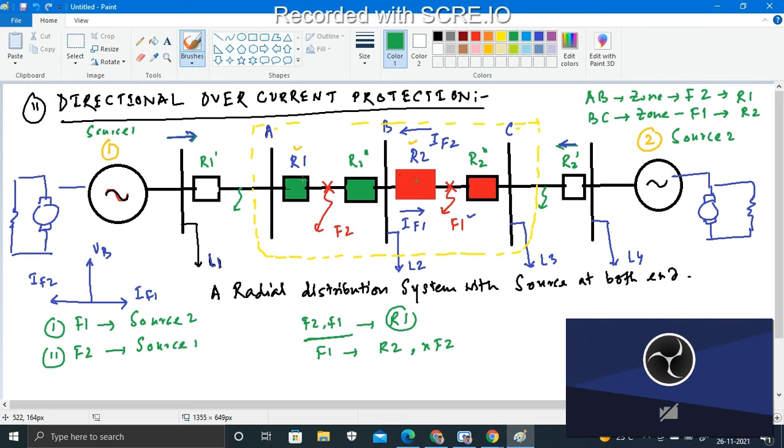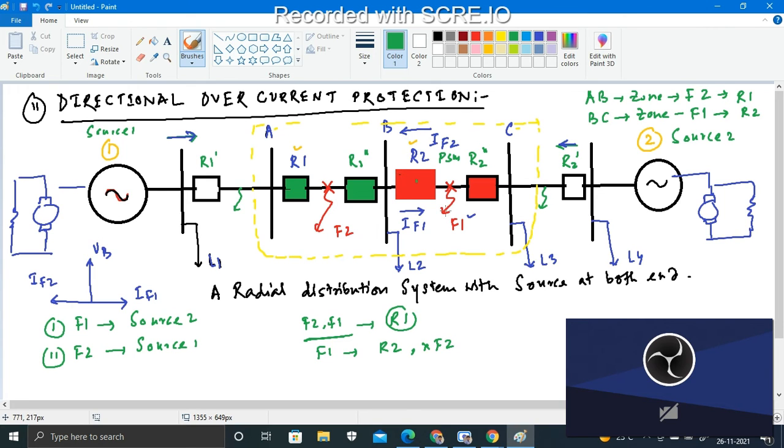So we get R1 equal to 2 ohm, that detects this fault F1. According to the plug setting multiplier, R2 will sense this fault F1, because RB plus R2 plus RC, actually it senses the fault F1, because this fault F1 is the downstream fault of B.